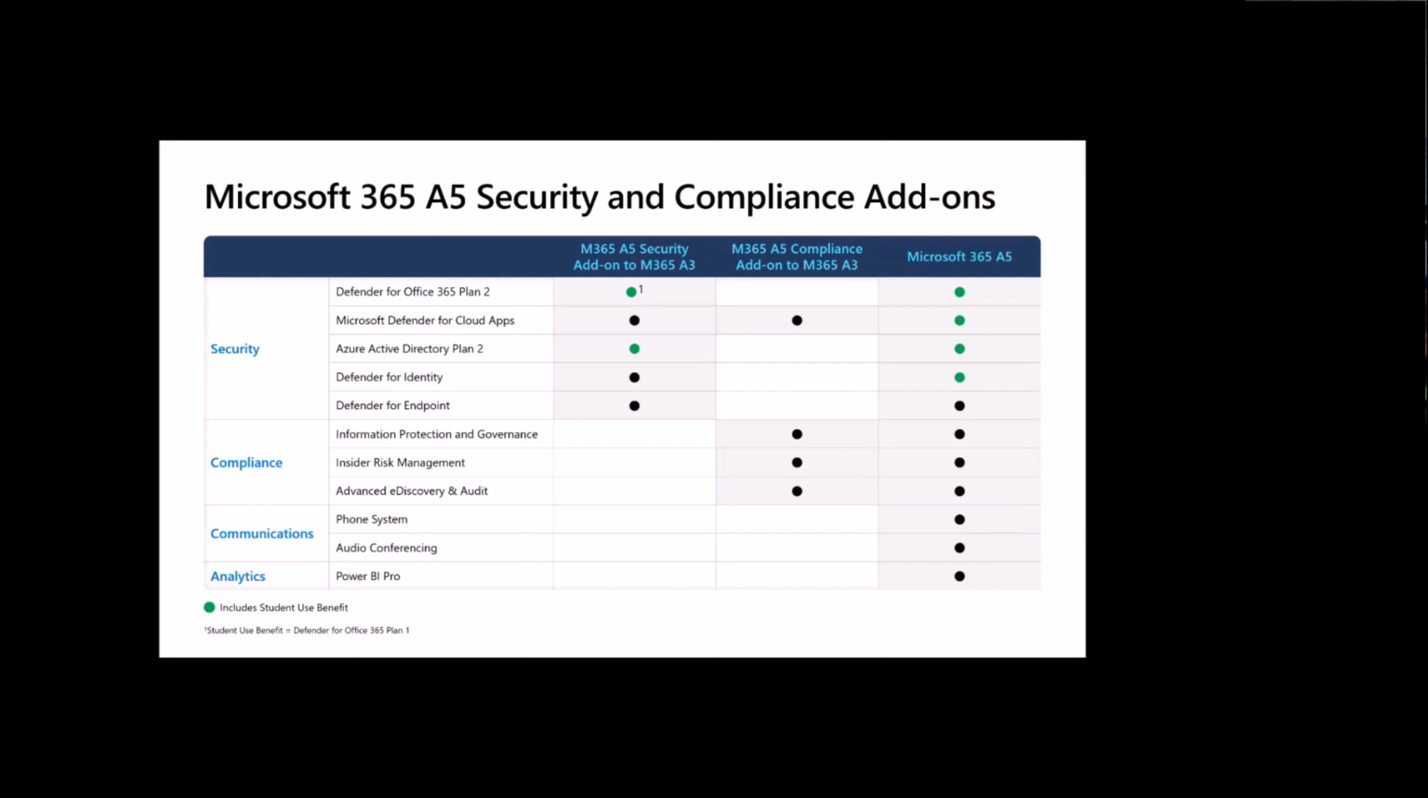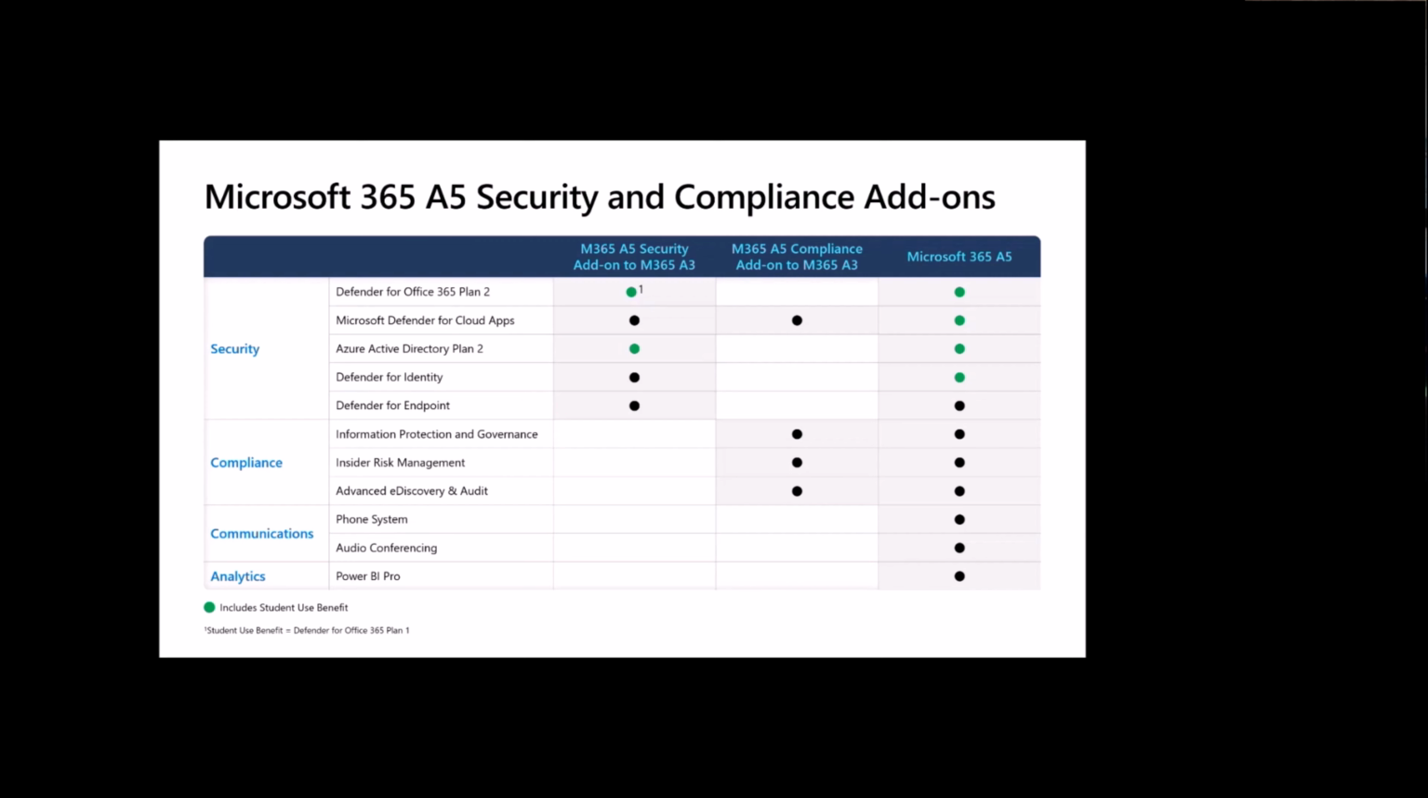Now, this is the licensing piece I wanted to bring up just because I always get asked these questions. We're not licensing representatives, so you'll have to reach out to your DSRs for this, but I at least wanted to break down what features are included in some of these step-ups. So if you're on A3 today, there's the A5 security and the A5 compliance step-ups, and this is what it's including.